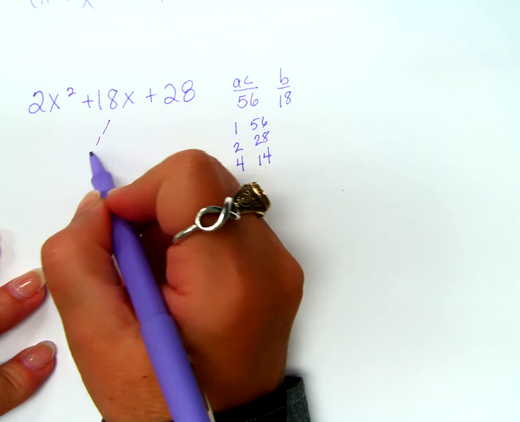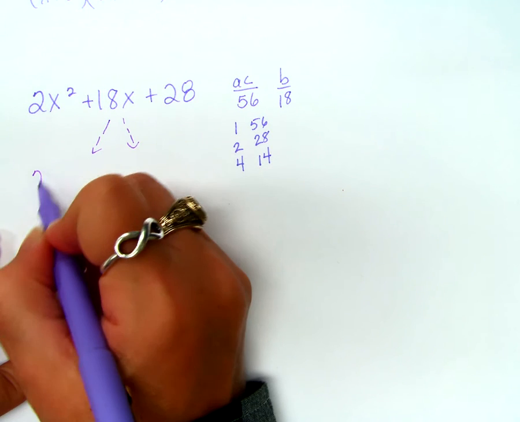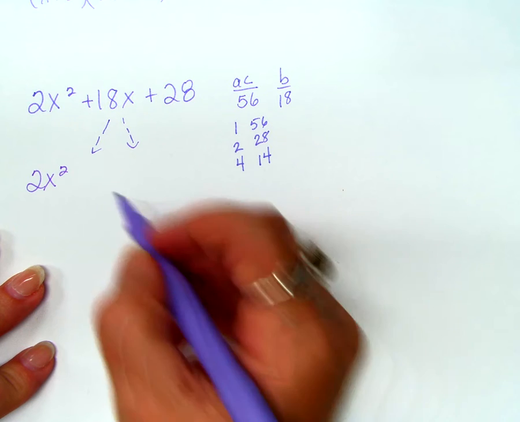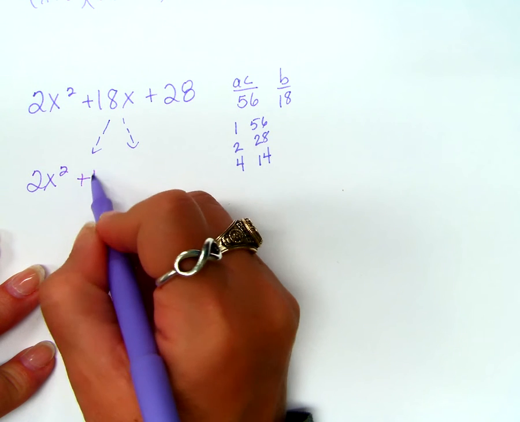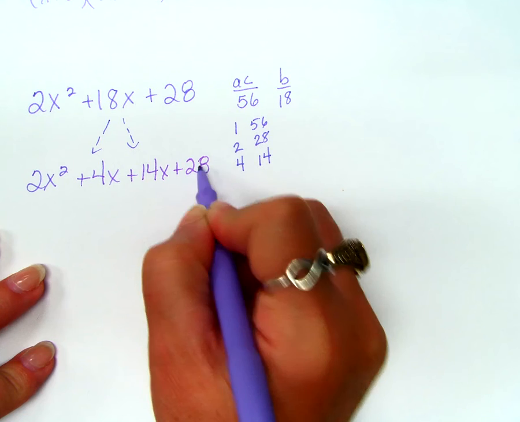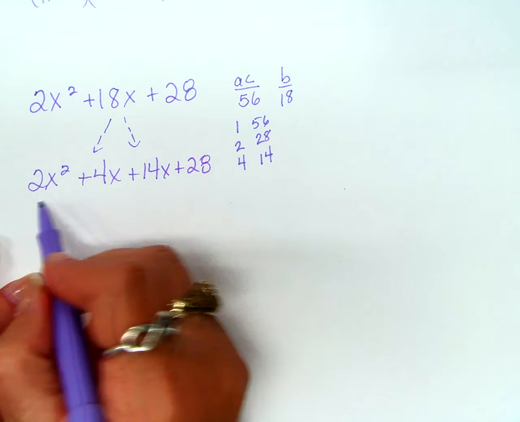Split the B term. 2x squared. Which one do you want to write first? The 4 or the 14? Does it matter? Plus 4x plus 14x plus 28. First two.